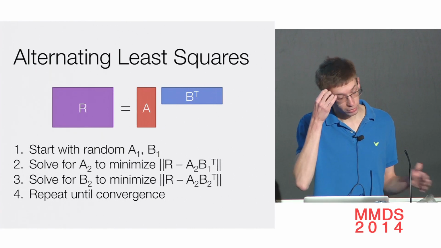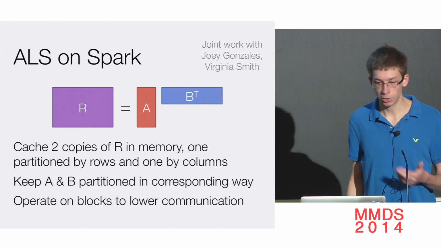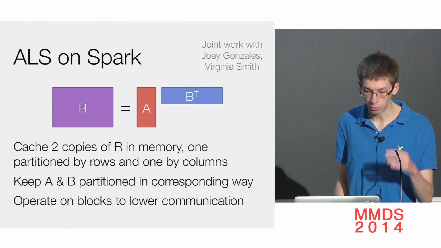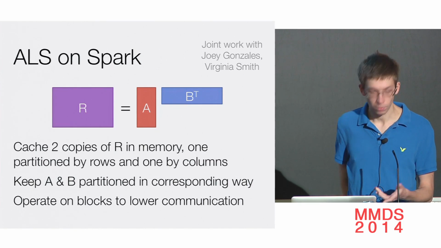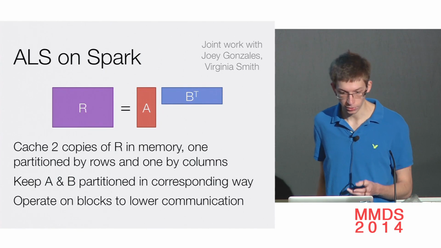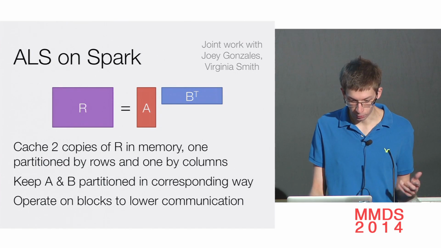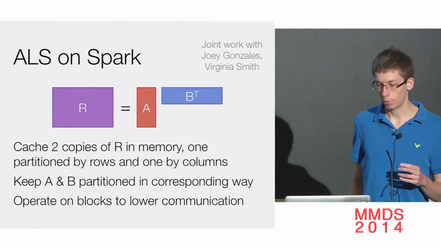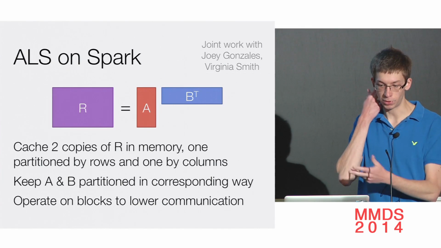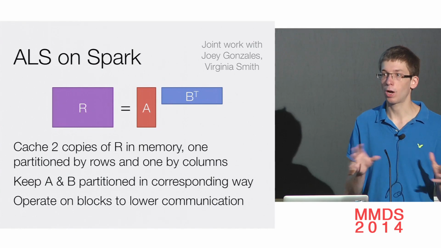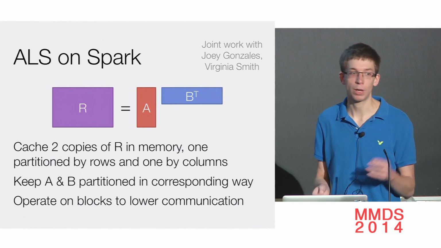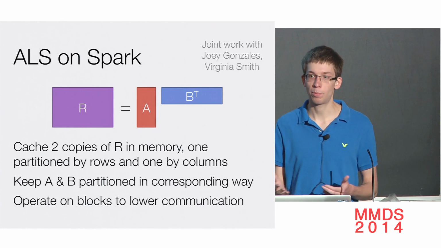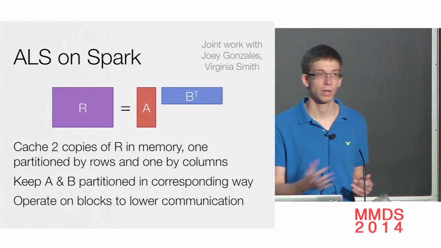So when you implement this on Spark, it's a bunch of these least squares computations, and there are some interesting tricks we use to make this fast. This is work that I did with Joey Gonzalez and Virginia Smith at Berkeley last year. One of the things we do is, because you keep grouping data both by rows and by columns, we keep two copies of the matrix R in memory, one that's hashed by the rows and one that's hashed by the columns. And that means on each step, we never have to shuffle R around to regroup it.